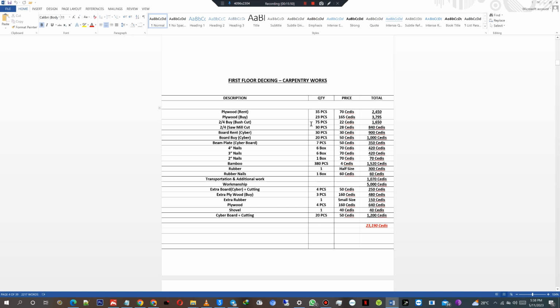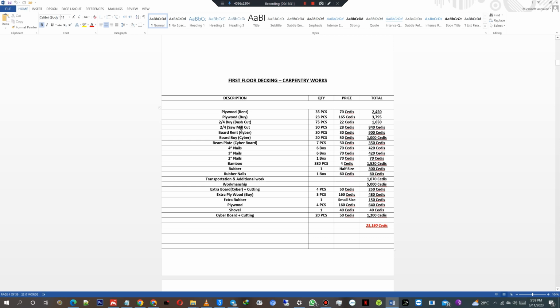And I bought 23 pieces of the plywood, which one cost 165 Ghana cedis, and the total was 375 Ghana cedis. And I bought 2x4 bush cut. I bought 75 pieces of bush cut 2x4, which cost 1,650 Ghana cedis. And I bought a sawmill cut 2x4, 30 pieces, which cost 840 Ghana cedis, to support the bush cut that I bought. Actually, the bush cut wood looks bent and all that, and it's not really much stronger than the sawmill.